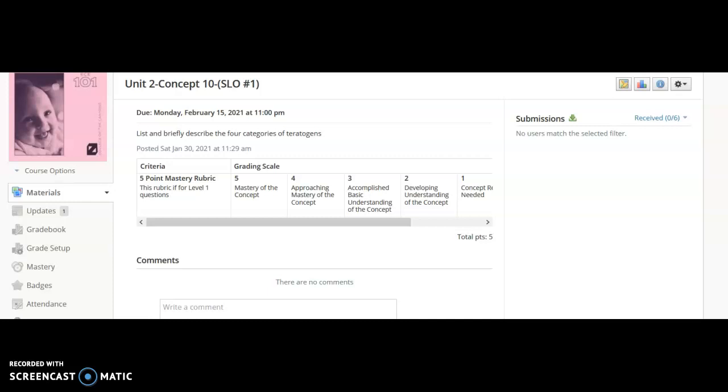So back down to Unit 2, Concept 10, it's just to list and briefly describe. Give me a 1 to 2 sentence summary of each of the 4 categories of teratogens. So we have 4 basic categories of teratogens. The first one is physical teratogens. These are things that could physically impact a woman. They list saunas, hot tubs, infections, things that would raise the pregnant woman's body temperature. So you always see pregnant women told to stay out of hot tubs, right? And these can lead to things such as neural tube defects, spontaneous abortions, or cardiovascular issues.